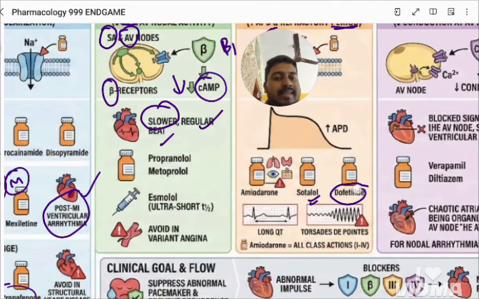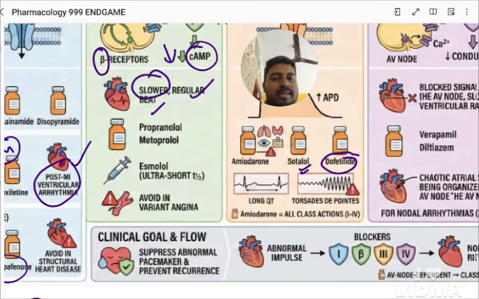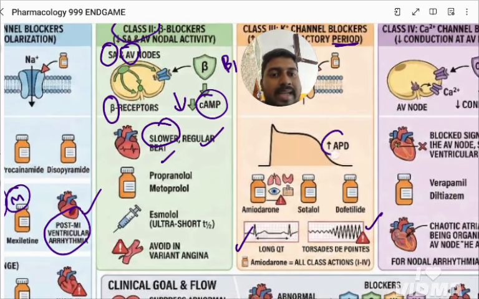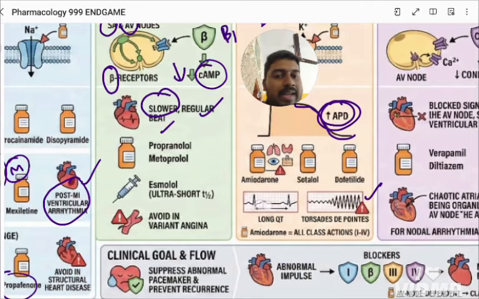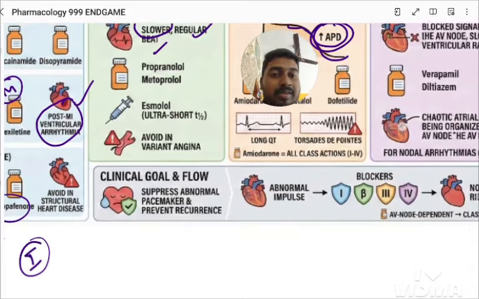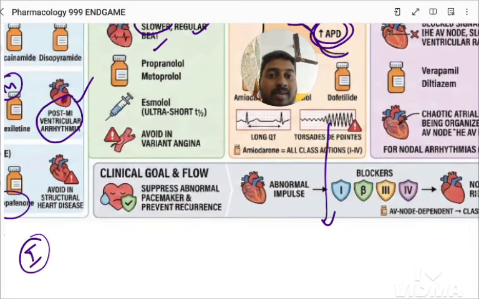Okay, next, third is dofetilide. Both of these are side effects, that is torsades de pointes and long QT. Why this occurs is because the action potential duration is increased. That's why we'll have long QTs also. What is QT? QT is basically the repolarization phase, which is prolonged. So those people who have long QT syndrome, in them these drugs are contraindicated. Also, it will lead to QRS widening and cause torsades de pointes.